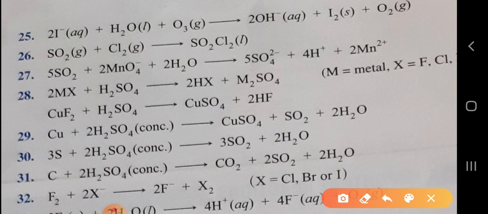Next, SO2 plus Cl2. These two are gases which, when they combine, form SO2Cl2, which is in liquid form. SO2 plus MnO4. Here MnO4 is an oxidizing agent which oxidizes the SO2 into SO4 2 negative charge. This reaction you will also see in D block element.